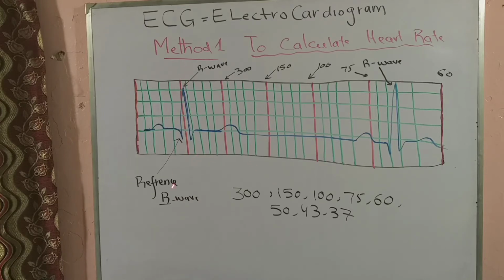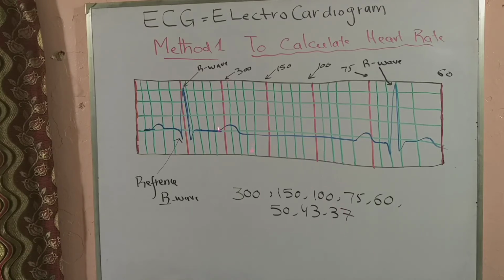So once we have located the reference R wave on its heavy line, we do not drop the formula there, but on every other thick line which is in between these two R waves, we drop this very formula which we have crammed or memorized a lot. 300, 150, 100, 75, 60, 50, 43, 37.